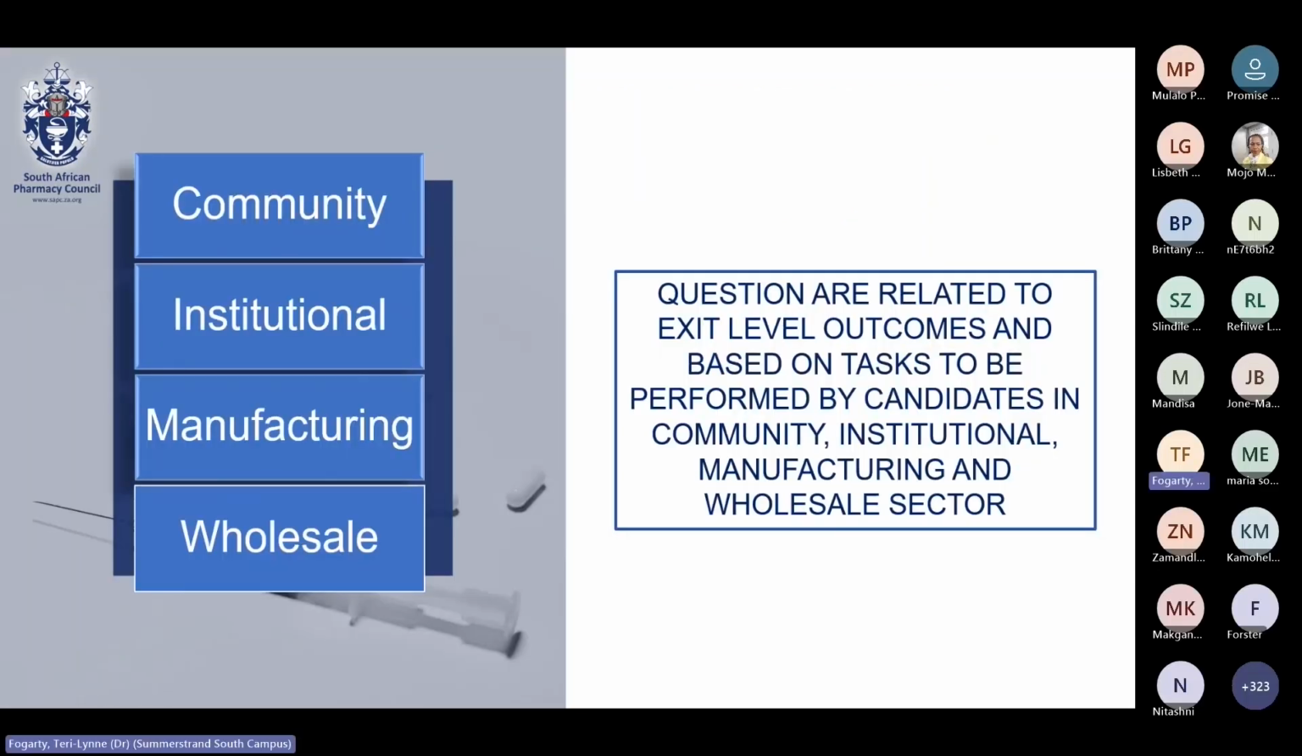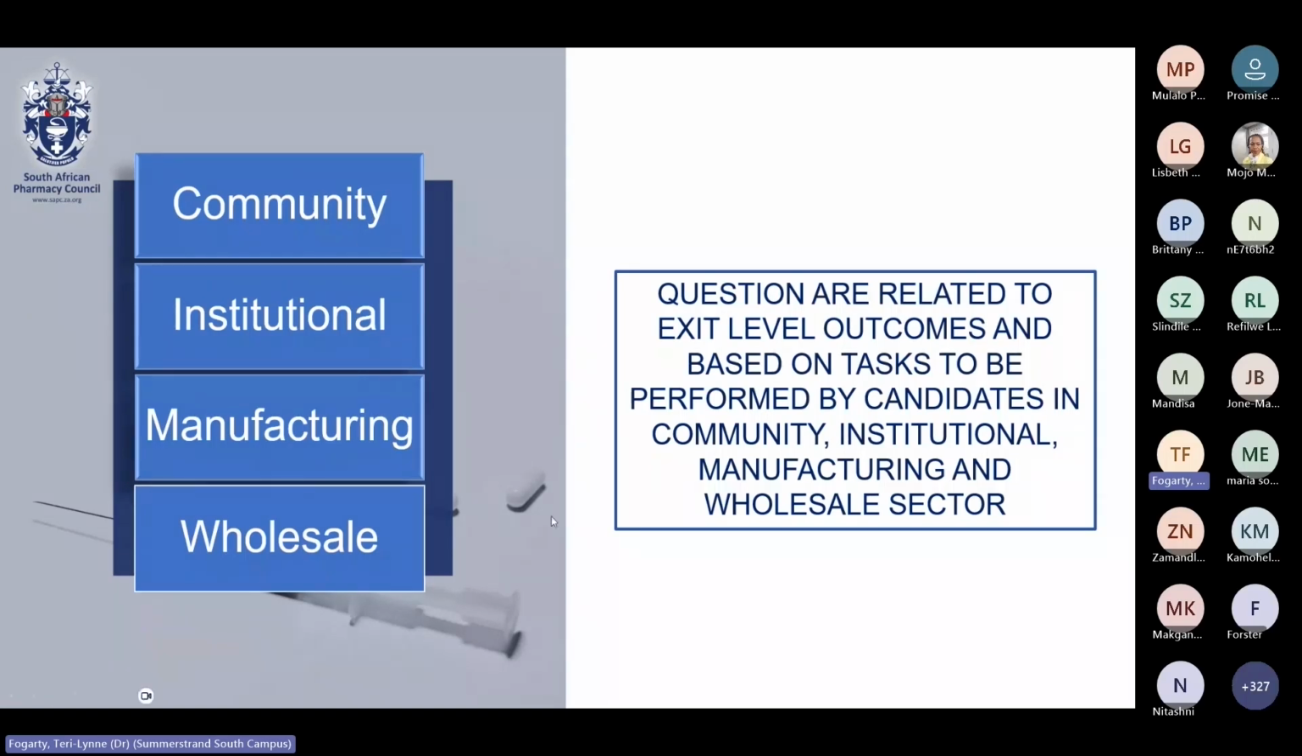When we set the exam papers, we set the exams according to the exit level outcomes of the qualification. So the qualification has been published, and there are 4 exit level outcomes, and the exam is divided into various questions for each of those exit level outcomes. And because we are examining what we refer to as a generalist, questions in the exam will apply to community pharmacy, to institutional pharmacy, to manufacturing pharmacy, as well as wholesale pharmacy.